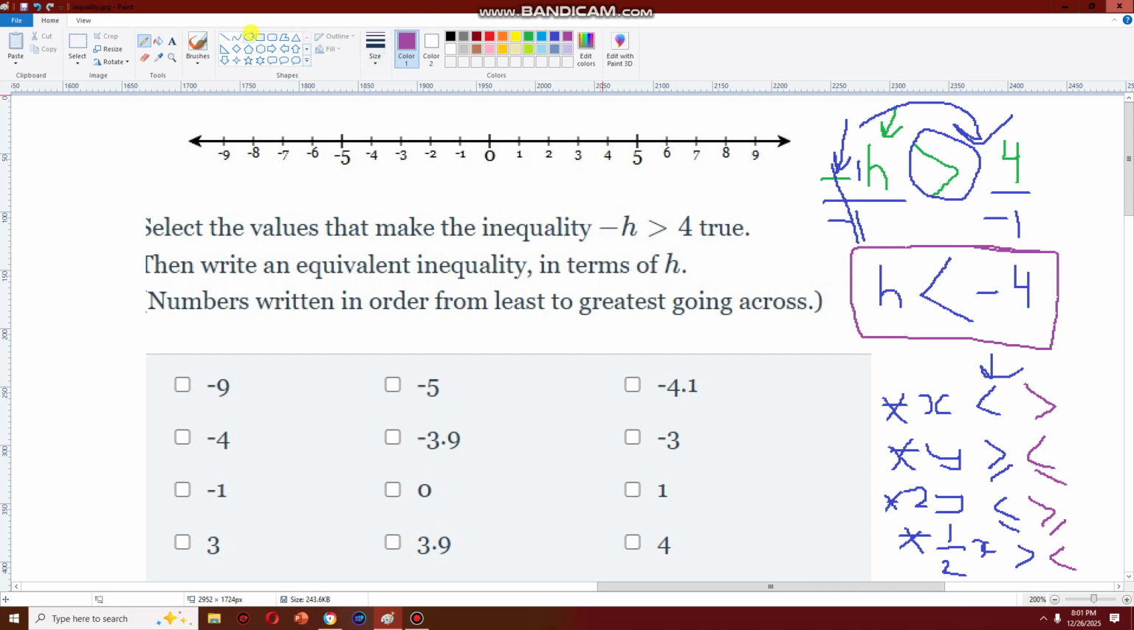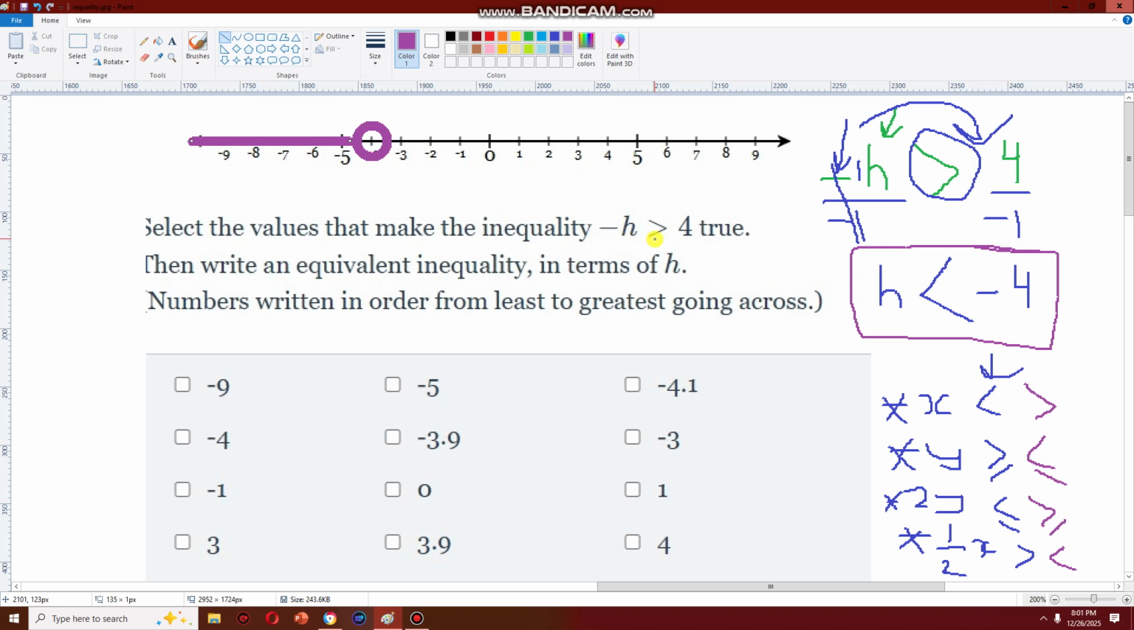Now we're ready to graph. So I'm going to find my minus 4, which is over here. I'm going to check, is there any equal sign here? No. So I'm not going to color my circle in. Next question I'm going to ask is, h is smaller than minus 4. What's smaller than minus 4? Minus 5, minus 6, minus 7, minus 8, and there we go. That's how you graph the inequality, in this case, h less than minus 4.